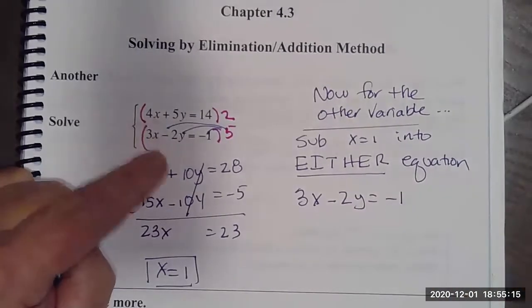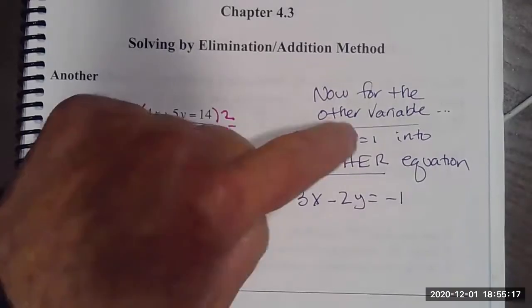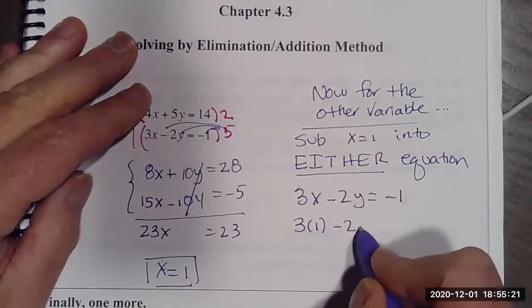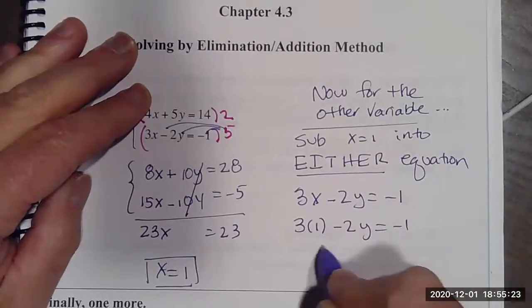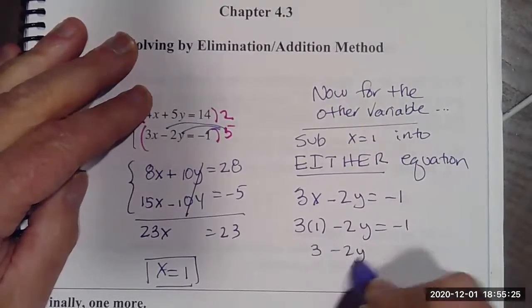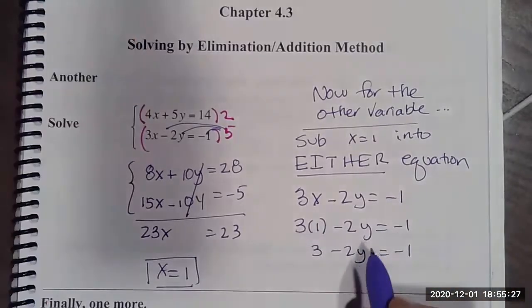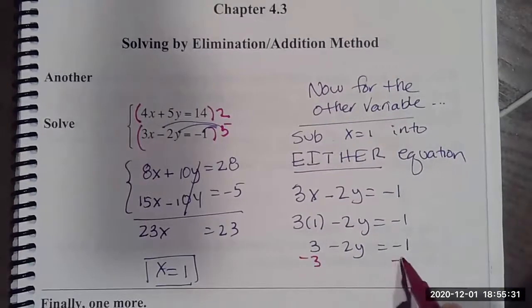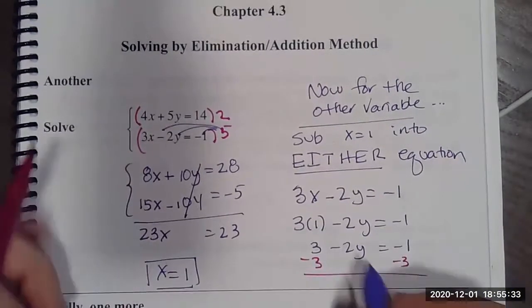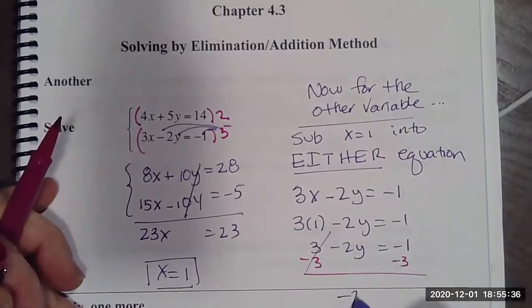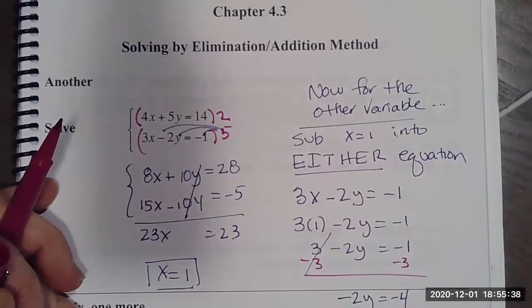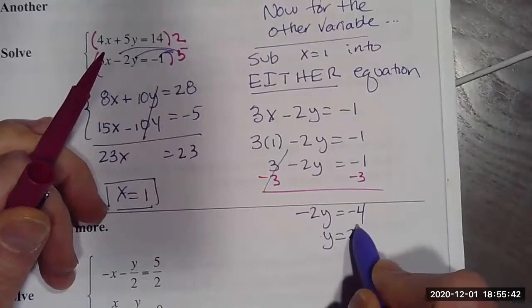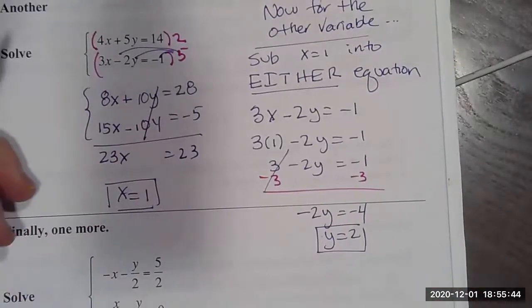So I picked that one. Okay. So now I'm going to put the x here. You go 3 times 1, subtract 2 times y, negative 1. 3 minus 2y, negative 1, subtract 3. Negative 2y equals negative 4. Okay, and then divide by negative 2, I get 2. Y equals 2.